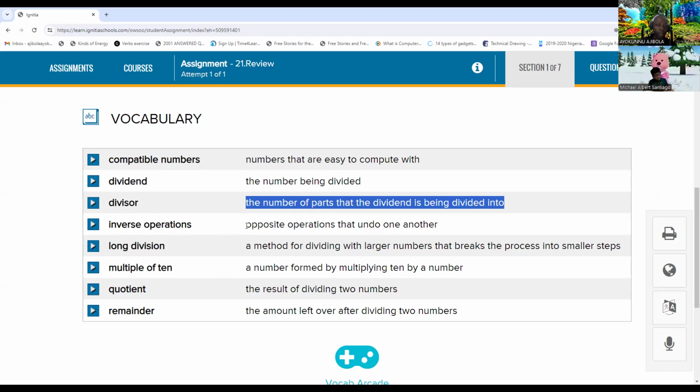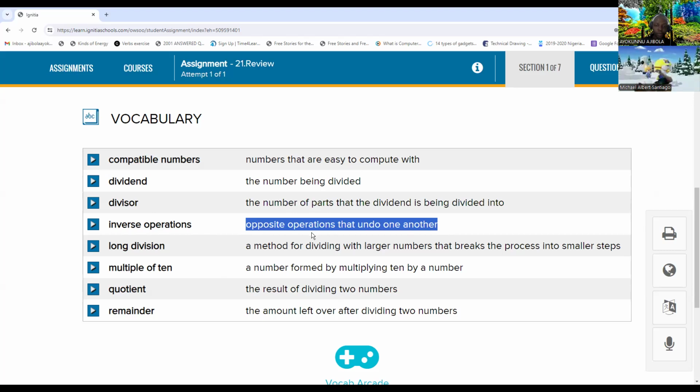Now, inverse operation. What is inverse operation? Opposite operation that undoes one another. Okay, for example, if I have 1/5, then 5/1 could be the inverse. And if I have 2/3, then 3/2 can be the inverse.